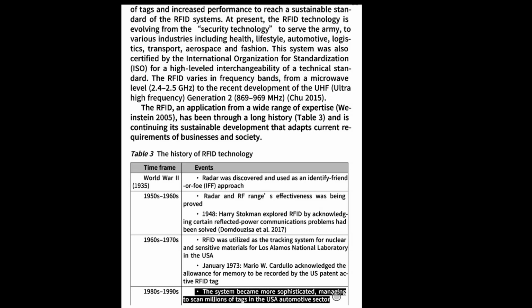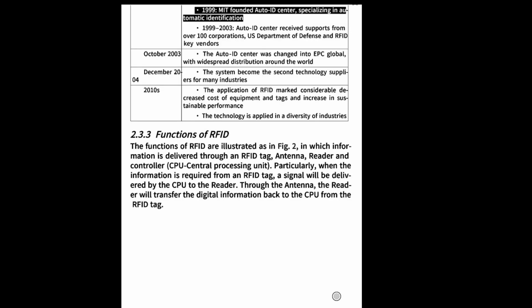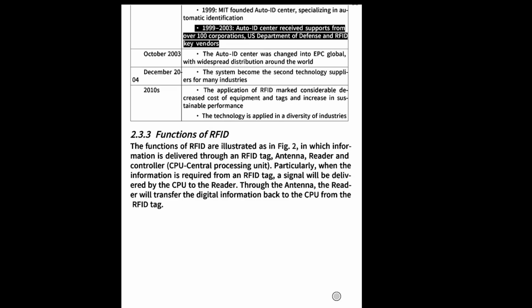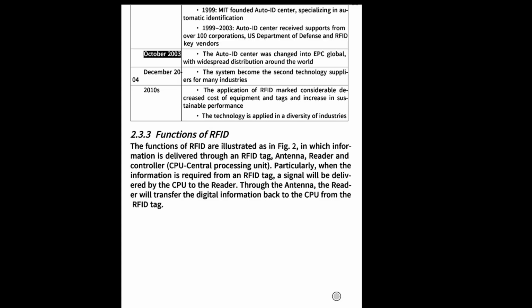1980s-1990s: The system became more sophisticated, managing to scan millions of tags in the USA automotive sector. 1999: MIT founded Auto ID Center, specializing in automatic identification. 1999-2003: Auto ID Center received support from over 100 corporations, the U.S. Department of Defense and RFID vendors. October 2003: The Auto ID Center was changed into EPC Global, with widespread distribution around the world.